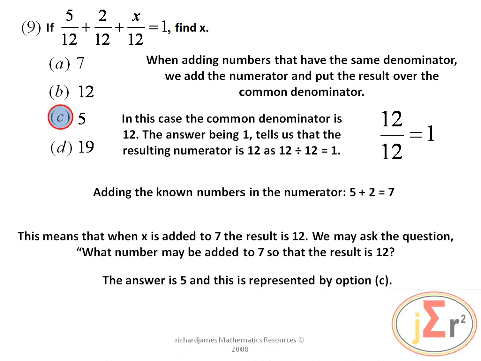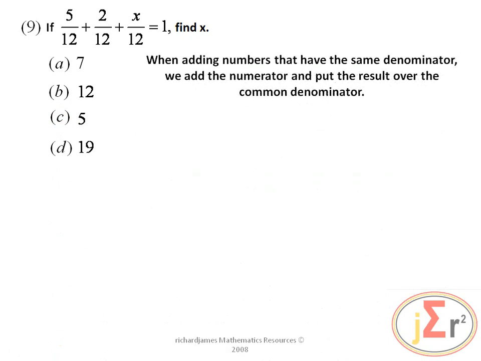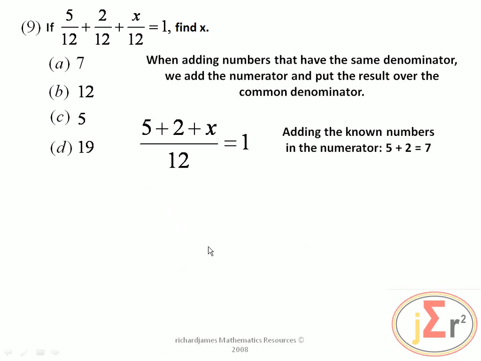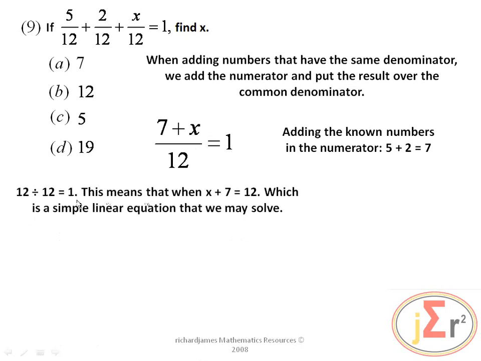So let us take another look at the problem, Jerry. When adding numbers that have the same denominator, we add the numerators and put the result over the common denominator. So we are actually taking it step by step this time. Adding the known numbers in the numerator, which is 5 plus 2, we get 7. So the actual problem is 7 plus x over 12 is equal to 1. So, of course, the denominator is 12 and the answer is 1.